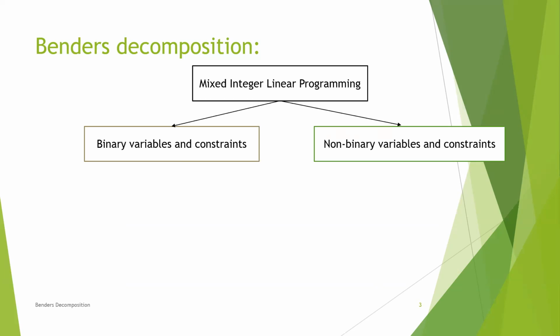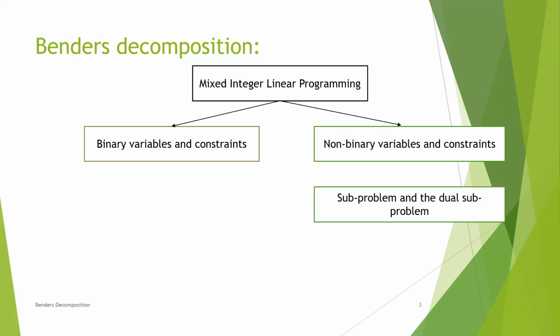Non-binary variables and constraints can help us define a linear optimization problem as a subproblem. The main advantage of a linear optimization problem is that it is very easy to solve, and we can define the dual of a subproblem very easily. And on the other hand, for binary variables and constraints, we create a master problem that has some difficult constraints.